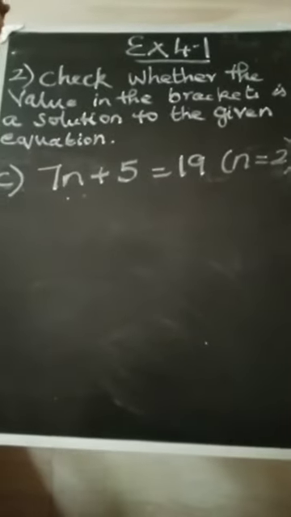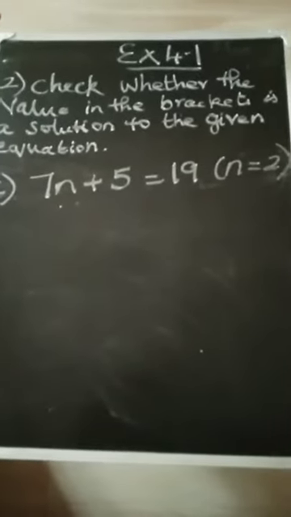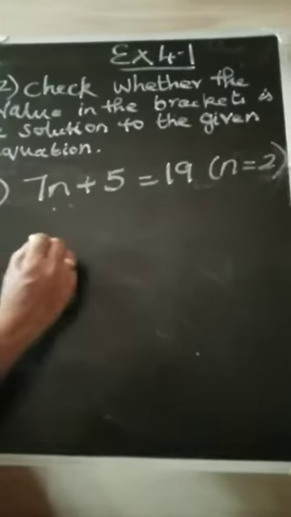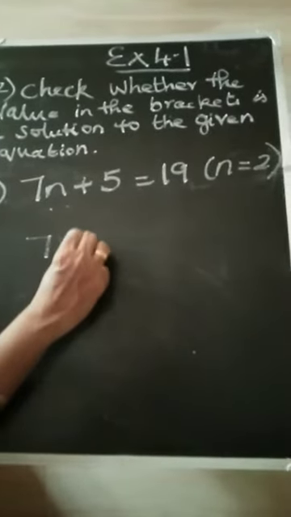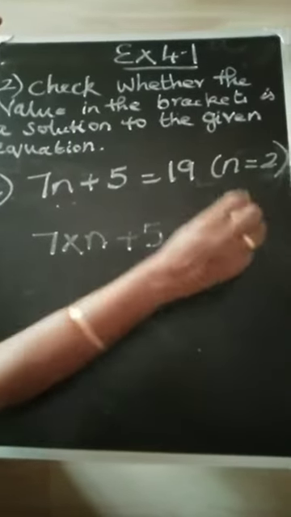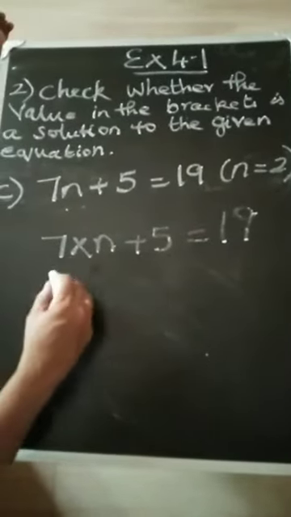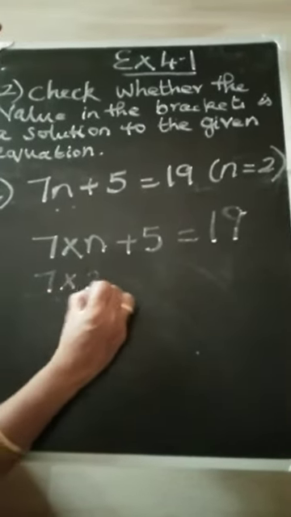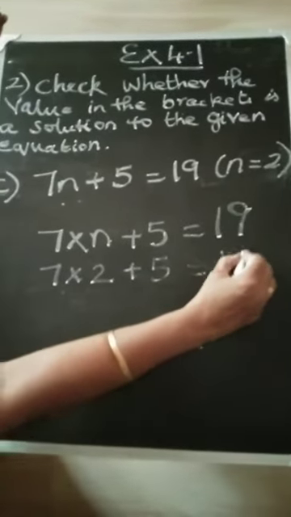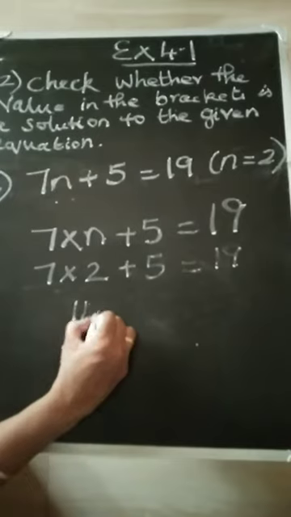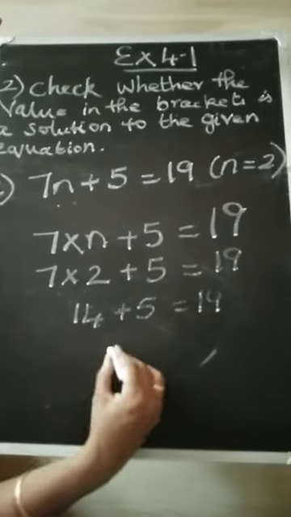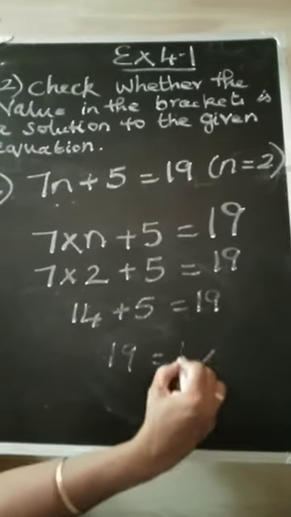Okay, third sum. 7n plus 5 is equal to 19 and the value of n is given to be 2. Now, as I said in the previous sum, 7 into n plus 5 is equal to 19. Now, the value 2 I am going to substitute in the place of n. So, 7 into 2, instead of n you have to substitute 2, equal to 19. Now, 7 2s are 14 plus 5 is equal to 19. Now, 14 plus 5, 19 is equal to 19.